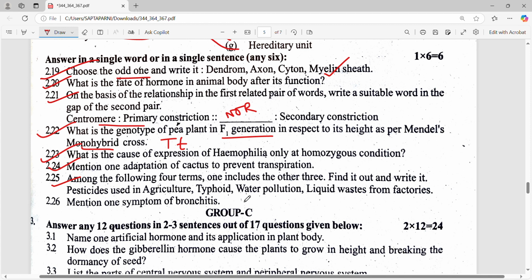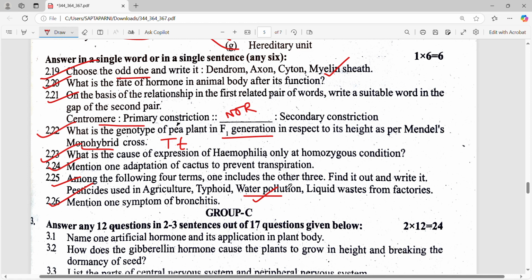See, the correct answer would be water pollution, because pesticides used in agriculture drain into the water and cause water pollution. Typhoid is a waterborne disease due to water pollution, and liquid waste from the factories is also drained into the water and causes water pollution. So the common term is water pollution here. Mention one symptom of bronchitis. In bronchitis, you can see inflammation of the trachea and bronchi, and mucus gets accumulated there.